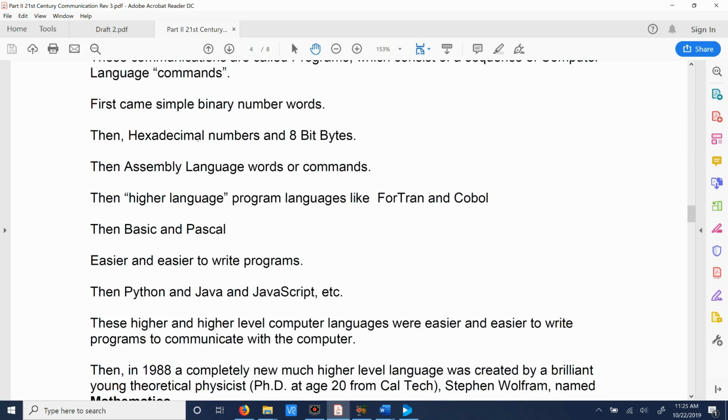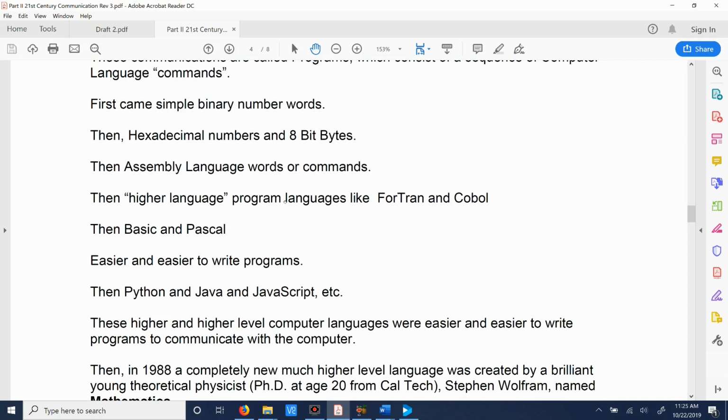Then you started using what are called hexadecimal numbers, and then later 8-bit bytes. And if you don't know what this means, don't worry about it. This was what computer programmers had to deal with. When I wrote my first computer program for the Intel 4040 microprocessor, I had to use hexadecimal numbers and bytes as my commands. Then came assembly language, and this was a more sophisticated computer language, and it was easier to write programs, much more efficient than using the hexadecimal numbers.